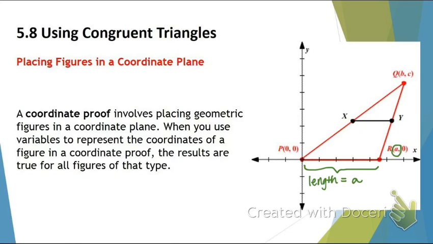We do something similar when we want to find the height. How do we find the height of this triangle? The height of the triangle is going to be up at point Q. And notice that the height of the triangle should be the y-coordinate of Q, which in this case is c. So these are kinds of things that we do when we do coordinate proofs in the coordinate plane: we use the variables to help us find the lengths of things.